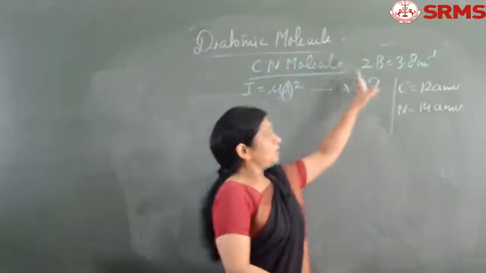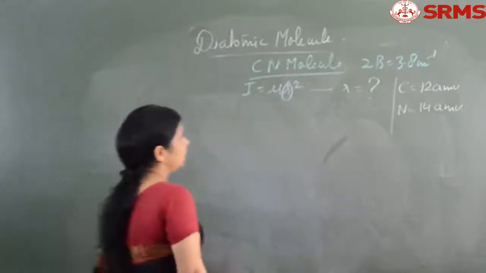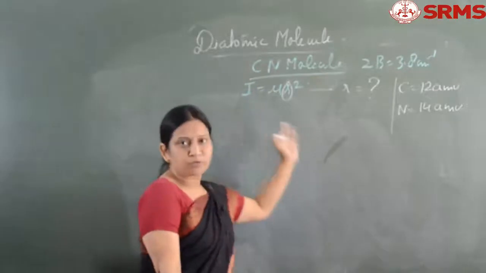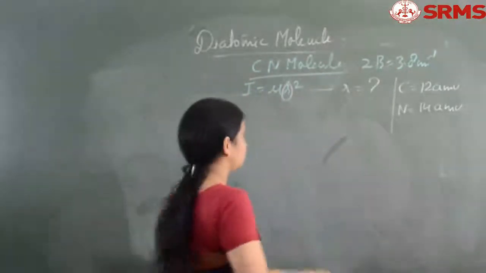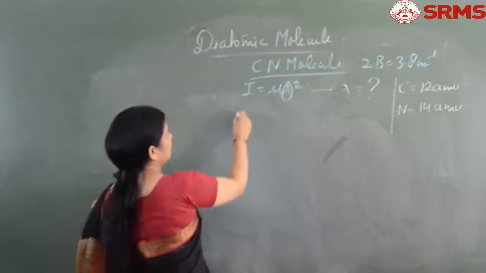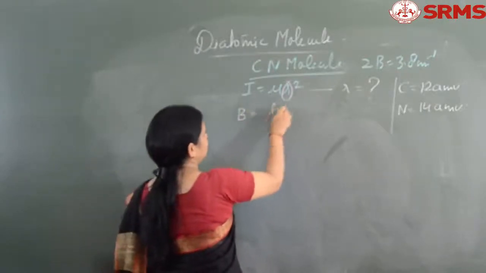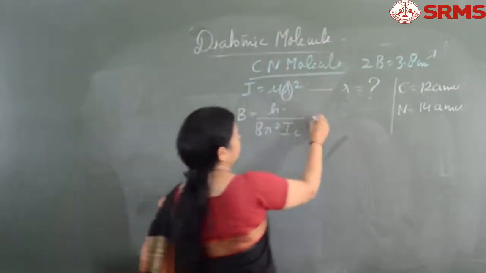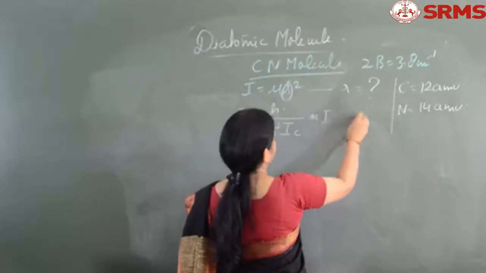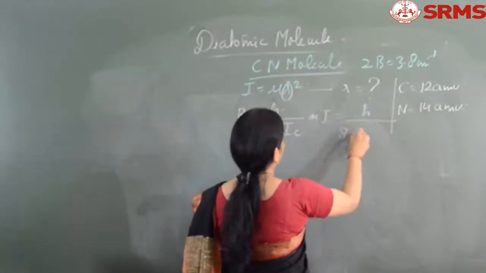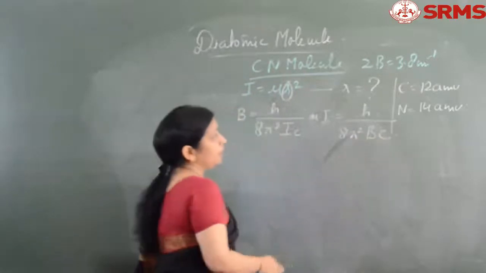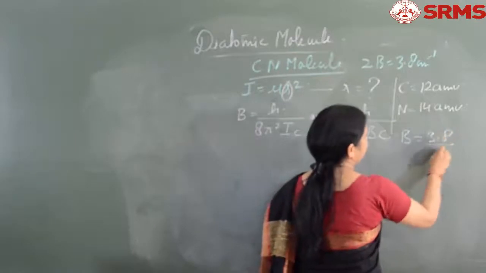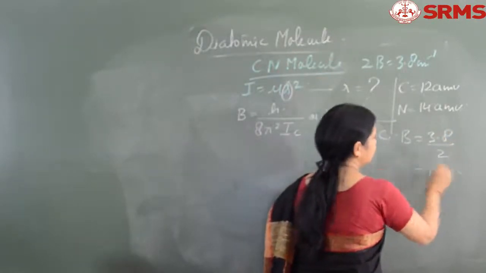So these are the things which are already given. From this, first I am going to calculate mu and then I am going to calculate moment of inertia, or I can calculate otherwise also. To move in this numerical, I know B is equal to h over 8 pi square Ic. So if I have to calculate the value of I, then I is equal to h over 8 pi square Bc. The value of B will become 3.8 divided by 2, which will be 1.9.